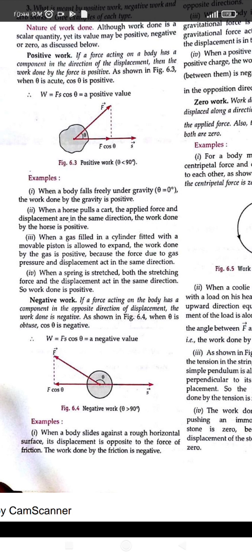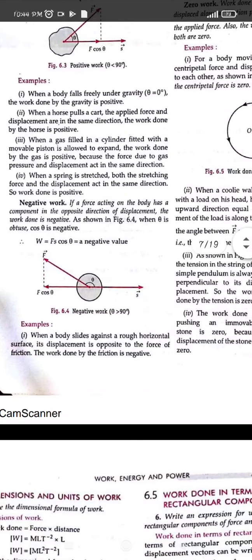Similarly, when a force pulls a cart, the applied force and displacement are in the same direction. So the work done by the horse is positive. Similarly, what is negative work? If that is negative work.